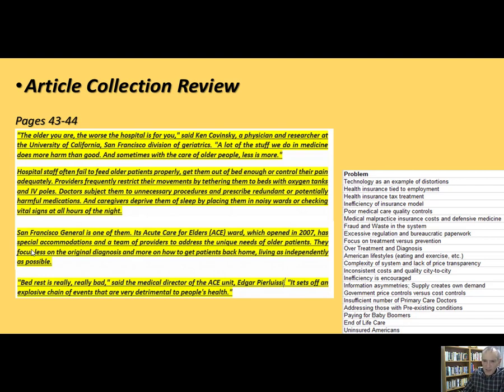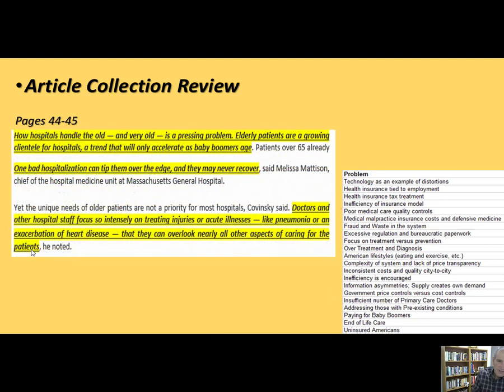Obviously, if the elderly patient stays in the hospital longer, even though it's worse for the patient, the hospital makes more money. Why would this particular hospital say, hey, we're going to try to get the patients out of here as fast as possible? Bed rest is really, really bad. It sets off an explosive chain of events that are very detrimental to people's health. So here, poor medical care, and then again, end-of-life care. We're going to see some statistics here pretty soon that are really shocking related to end-of-life care.